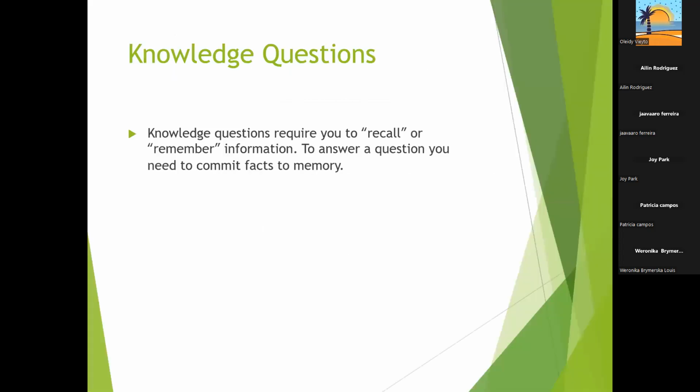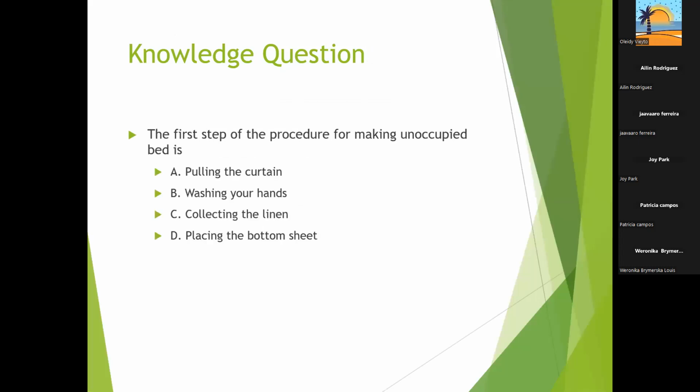Okay, knowledge questions. Again, basic questions. Let's see if you guys can get this one right. Okay, challenge yourself. The first step of the procedure for making an unoccupied bed is A, pulling the curtain, B, washing your hands, C, collecting the linen, or D, placing the bottom sheet.